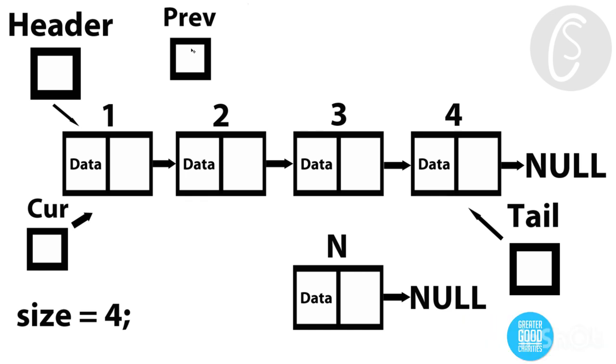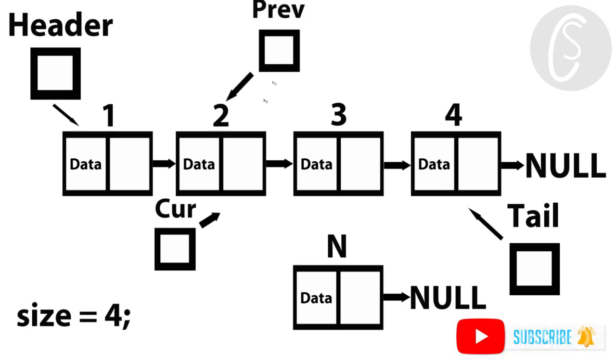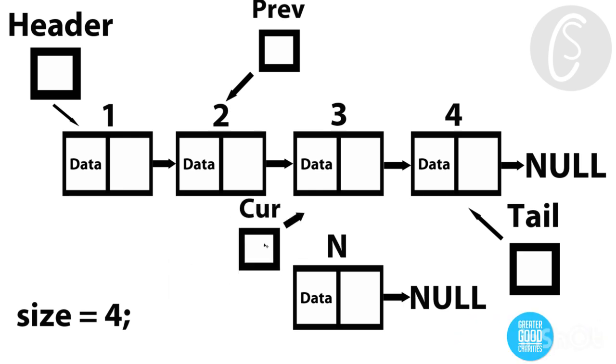So the first step, prev is going to be pointing to what current is pointing to. Then we're going to have to advance what current is pointing to the next node within the list. Then the loop executes again. Prev is going to be pointing to what current is pointing to. And then current is going to be pointing to the next node within the list. Now this is where we stopped. Why? Because we want to insert at position 3.